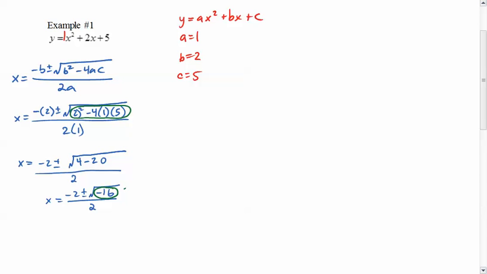So because the discriminant is negative, that means that there are no real roots, or no real solutions, or no real x-intercepts. That means that this is some type of graph that does not cross the x-axis. All right, let's go on. Let's look at another one.